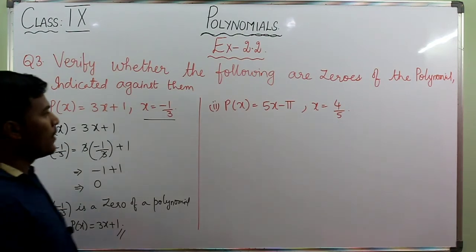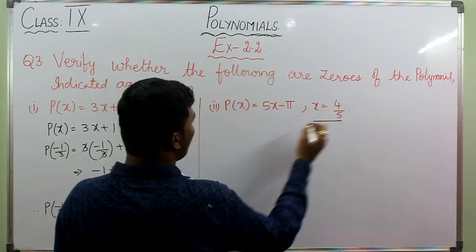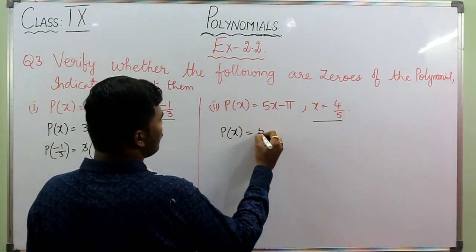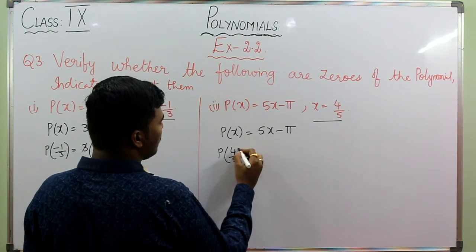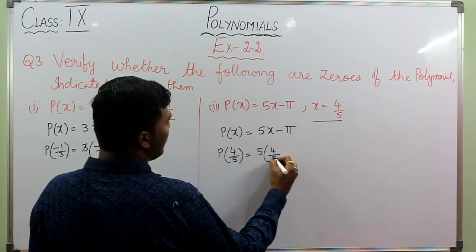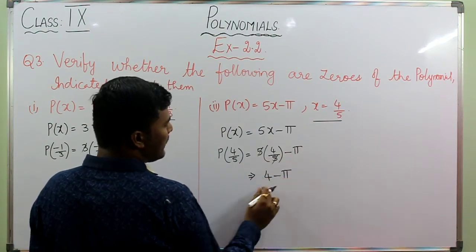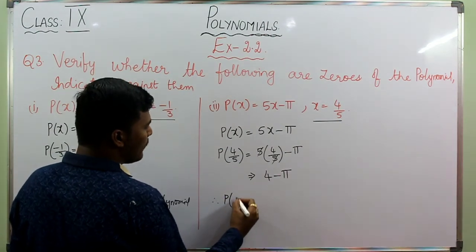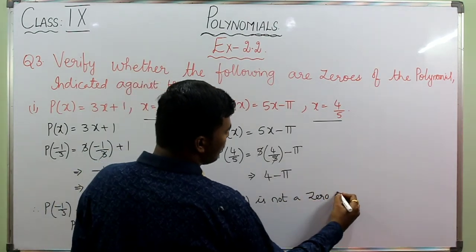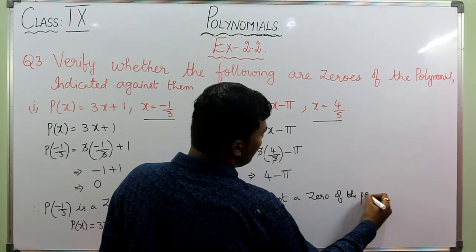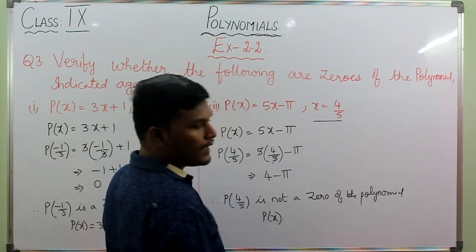Okay. Now let us see the next problem, that is P of x is equals to 5x minus pi. Here the x value is specified as 4 by 5. So P of x is equals to 5x minus pi is given, right? Now x is equals to 4 by 5. Now replace it: 5 into 4 by 5 minus pi. 5 gets cancelled. You are left with 4 minus pi. Is this 0? No. So therefore P of 4 by 5 is not a 0 of the polynomial P of x.